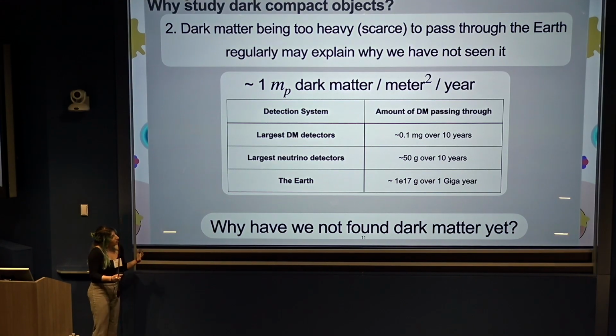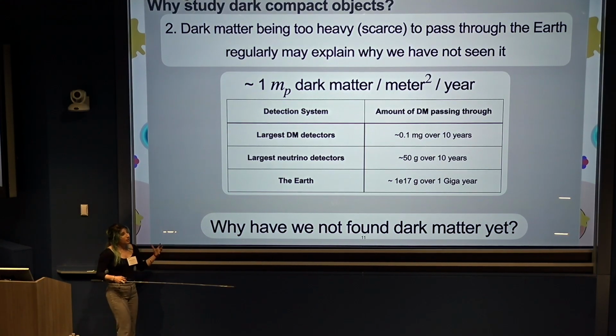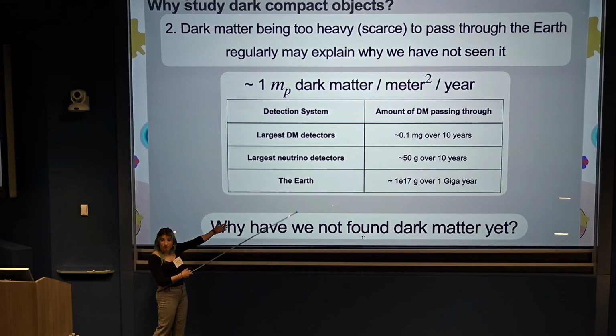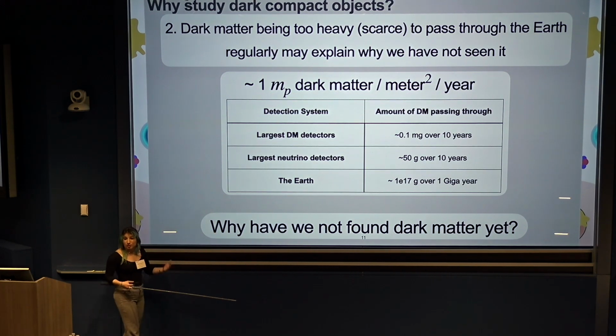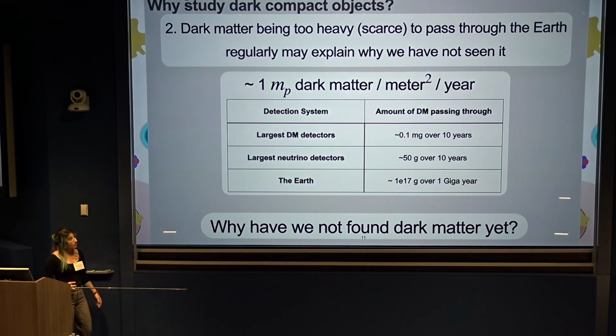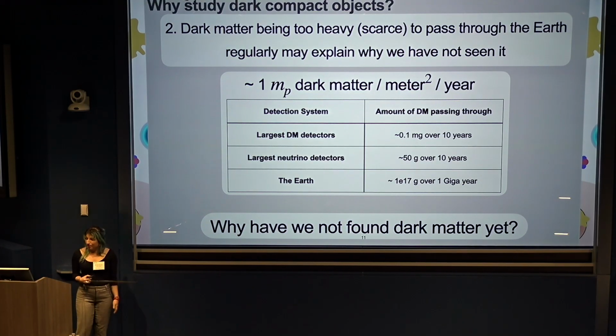And so the point is that if dark matter were to cluster or clump into structures that are above these different mass thresholds, it becomes increasingly difficult for us to detect them by traditional means. And that may be one way it's been avoiding us.